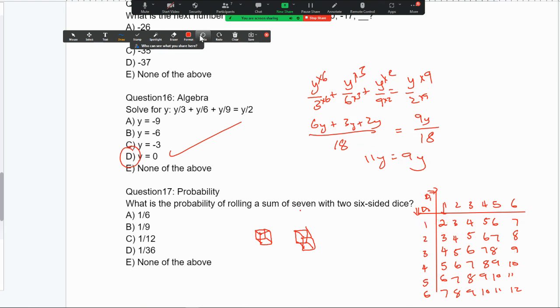Now, we want to find the probability sum of 11. Sum of 11 is over there. There are two outcomes, two possibilities, out of a total of how many possibilities? 36 possibilities. 6 times 6 is 36. And so that'll become 1 out of 18. And so none of the above will be correct.